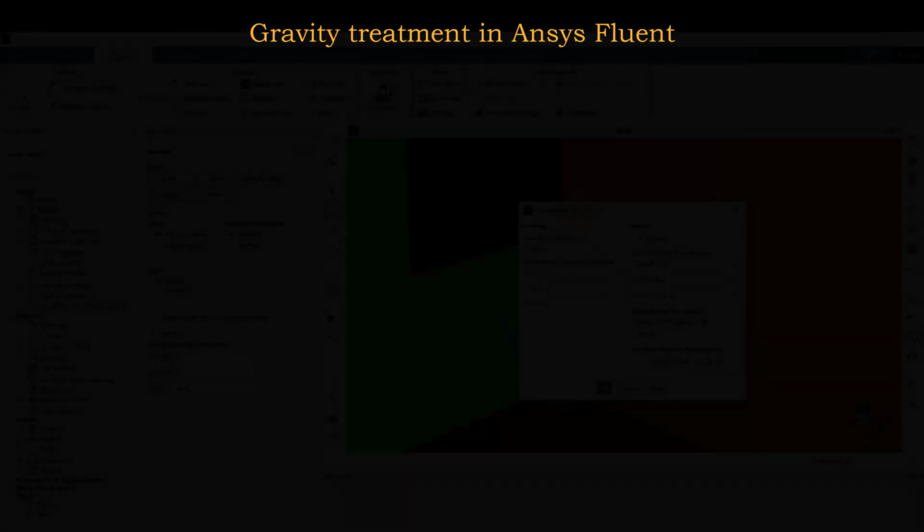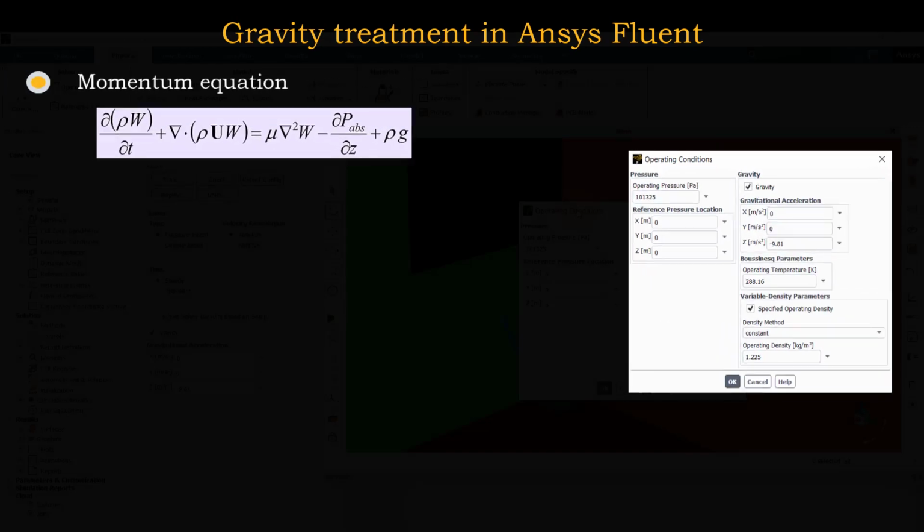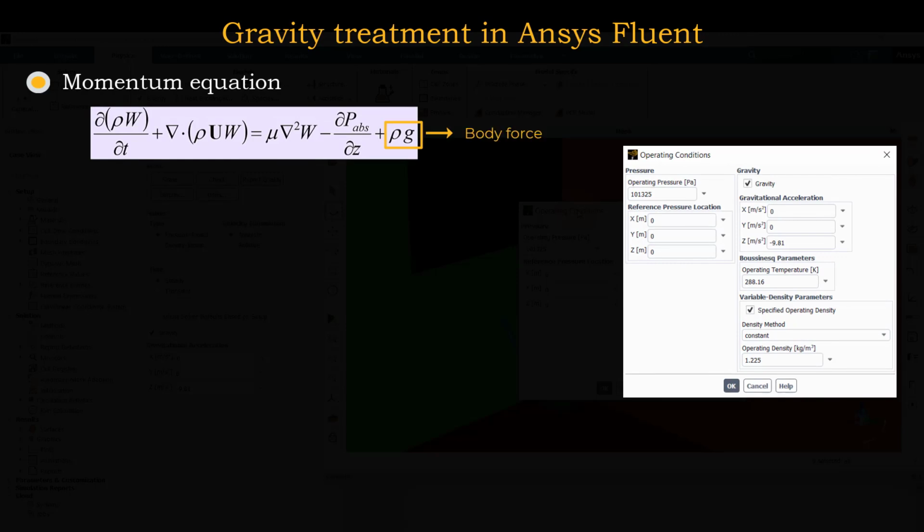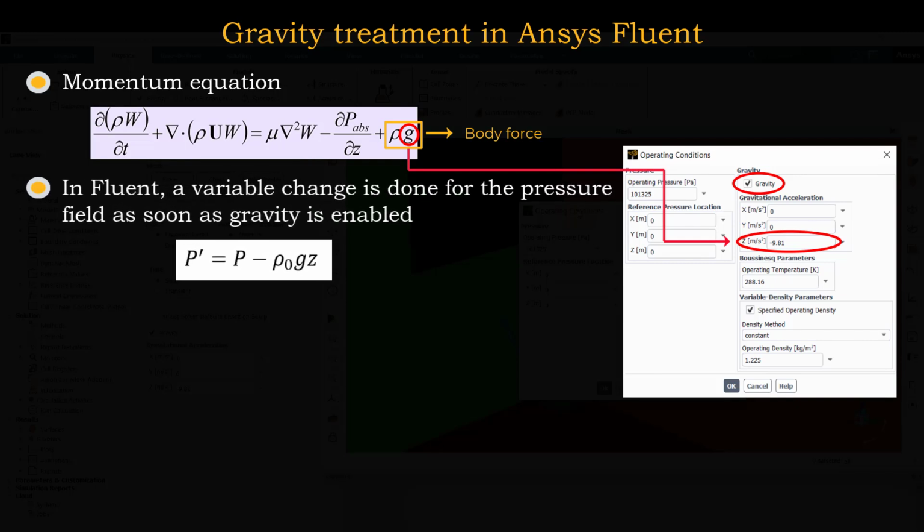When you turn on gravity, two things happen. First, Fluent adds a body force term to the momentum equation. This is a perfectly good equation, but it can be manipulated into a form that's more convenient to solve numerically. To do this, Fluent uses a mathematical trick where a modified pressure, P prime, is defined as the actual pressure minus rho naught times gravity times z.